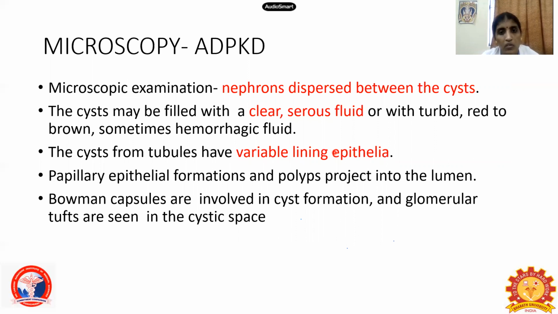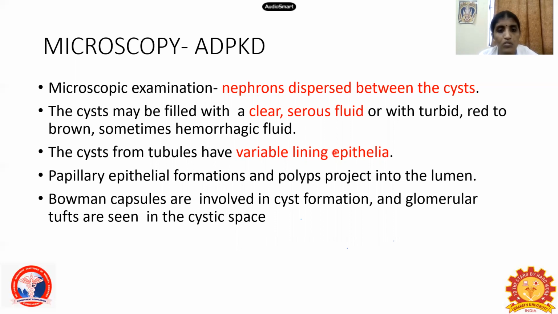Then going on to the microscopic features of adult polycystic kidney disease, microscopic examination reveals nephrons dispersed between the cysts. Obviously, there are going to be cysts. So you have to identify the nephrons which could be dispersed between the cysts. And the cysts may be filled with clear serous fluid or red brown fluid, maybe due to the presence of hemorrhage. In the cysts formed from the tubules, there is a variable lining epithelium. Any cyst histologically should show some kind of lining epithelium, or if it is devoid of lining epithelium, then you would call it a pseudocyst, right?